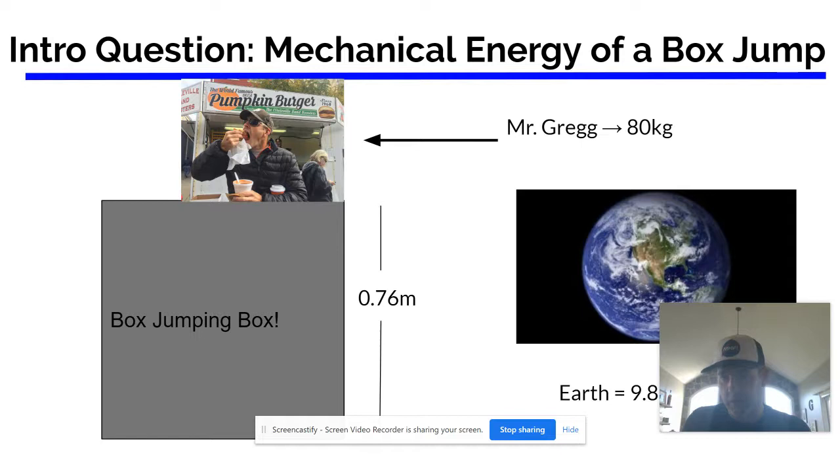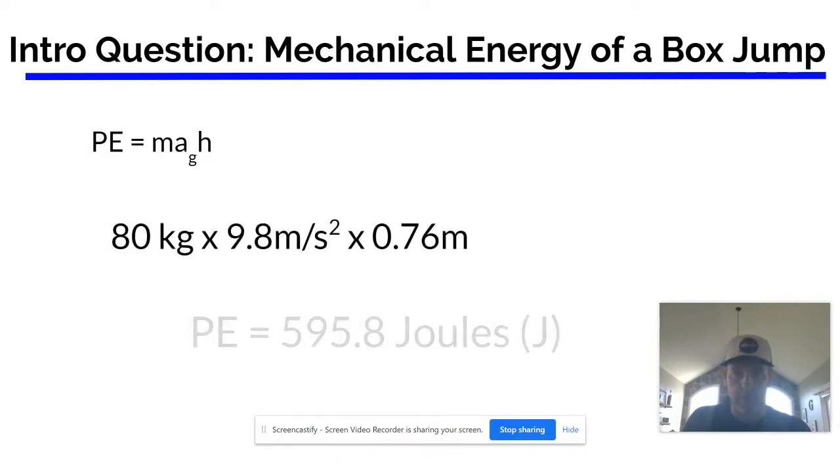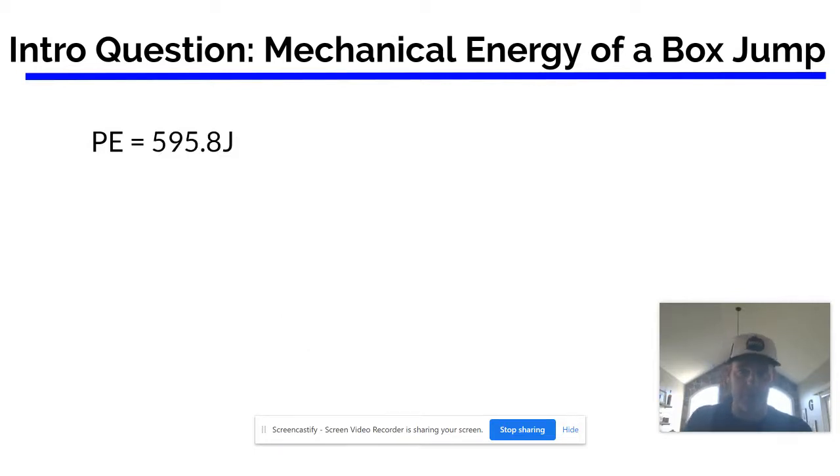Earth, of course, has a gravity of 9.8 meters per second squared. So this is the information that we need to determine potential energy. So mass times gravity times height, put all that together, and my potential energy is 595.8 joules. All right, again, just multiply all that information together.